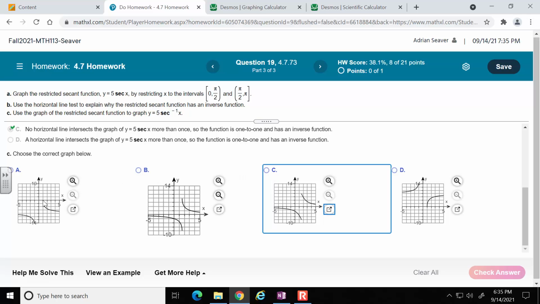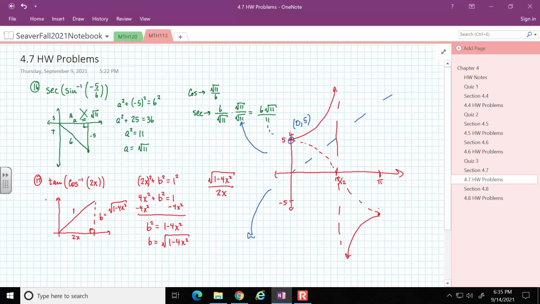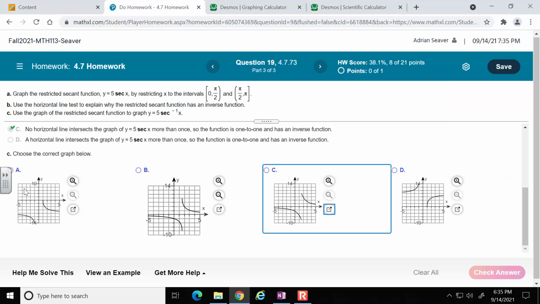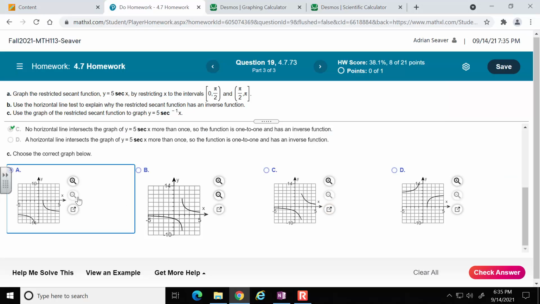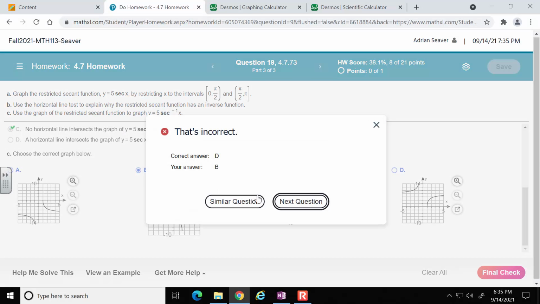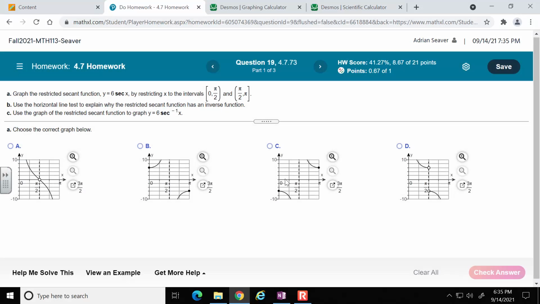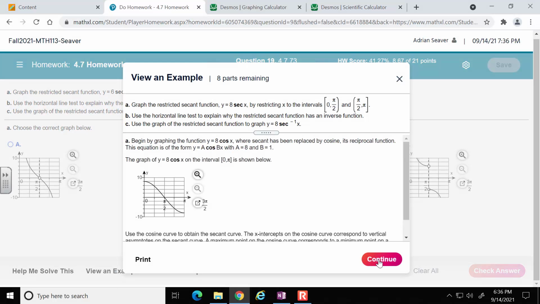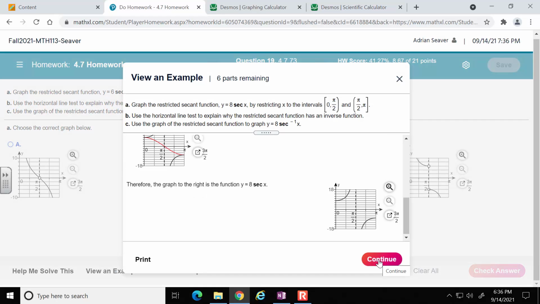This would be the point 1, 0. Well, that doesn't make sense to me. I don't think that's right. It could be. Nope. Well, that'll give you a different problem after. Do the view an example one. That one actually helps a lot more. Yeah, that is true. I'm not sure, you know, because the view an example one has got me through a lot of stuff.